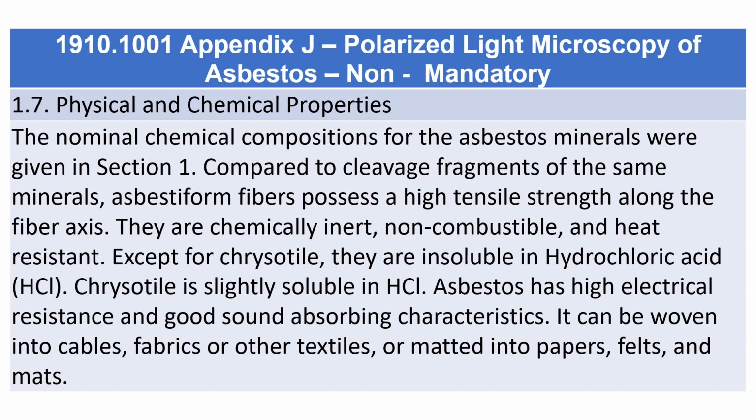1.7. Physical and chemical properties. The nominal chemical compositions for the asbestos minerals were given in Section 1. Compared to cleavage fragments of the same minerals, asbestiform fibers possess a high tensile strength along the fiber axis. They are chemically inert, non-combustible, and heat-resistant. Except for chrysotile, they are insoluble in hydrochloric acid, HCl. Chrysotile is slightly soluble in HCl. Asbestos has high electrical resistance and good sound-absorbing characteristics. It can be woven into cables, fabrics or other textiles, or matted into papers, felts, and mats.